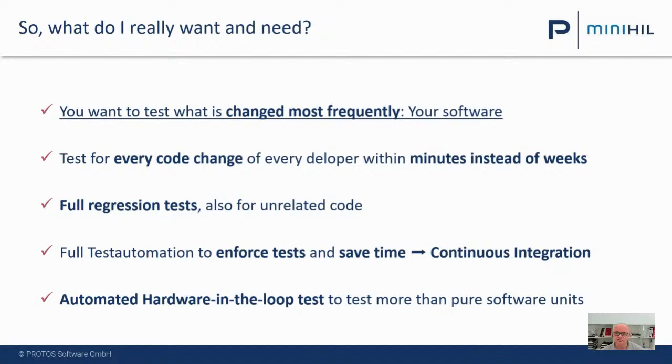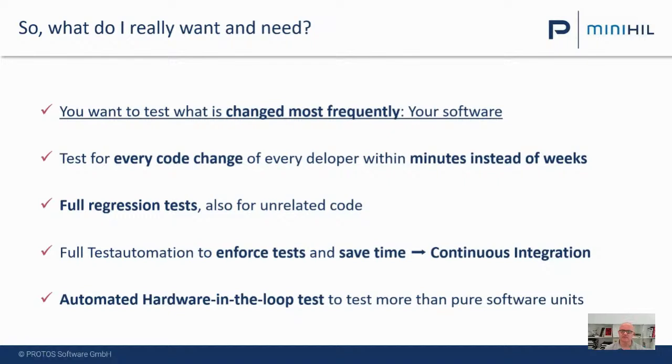But the thing you change most frequently is your software, maybe 10 times or 100 times a day. You have 100 commits a day in a big project. That's quite normal for a bigger embedded software. Even if you work alone, you might have, I don't know, 5 or 10 commits a day. So you want to change the software and you want to test the software. So every code change of every developer needs to be or should be tested within minutes.